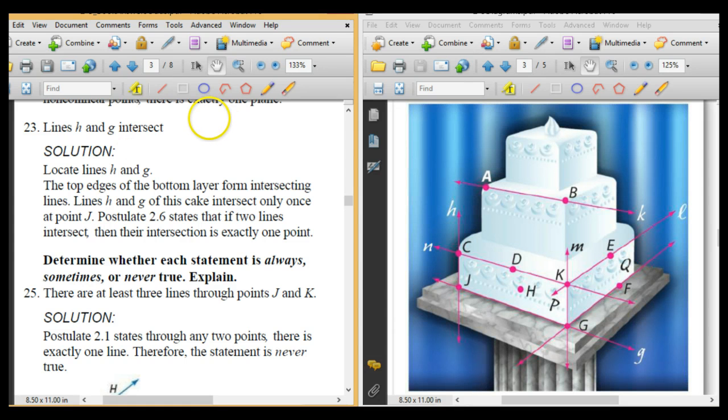Number 23, lines H and G intersect. So locate lines H and G, which are here and there, which they are in fact intersecting. The top edges of the bottom layer form intersecting lines. Lines H and G of this cake intersect only once at point J. The postulate that verifies this is postulate 2.6, which states that if two lines intersect, then their intersection is exactly one point.